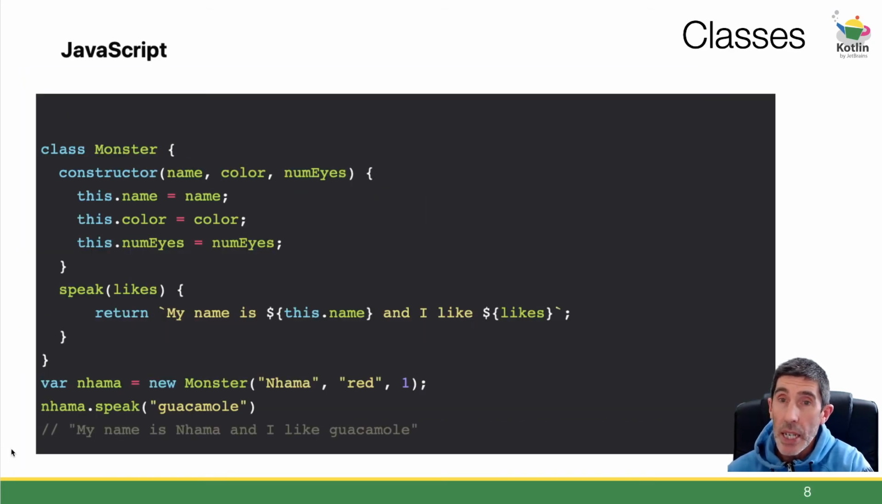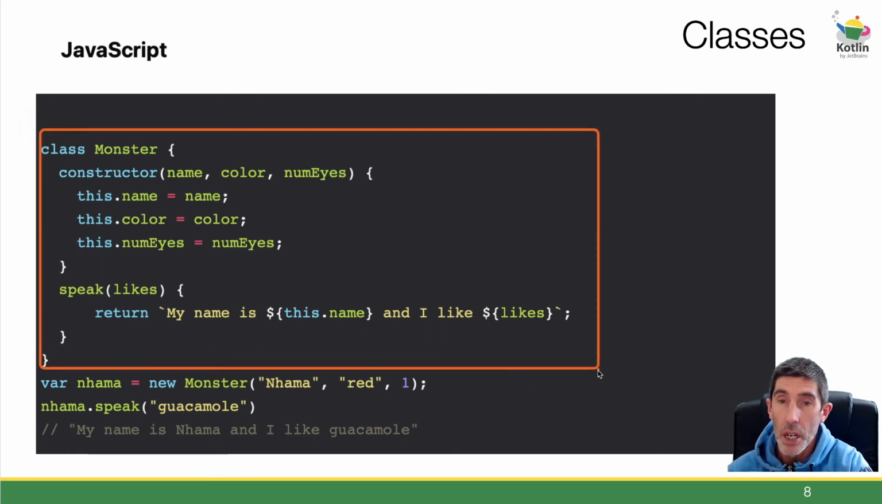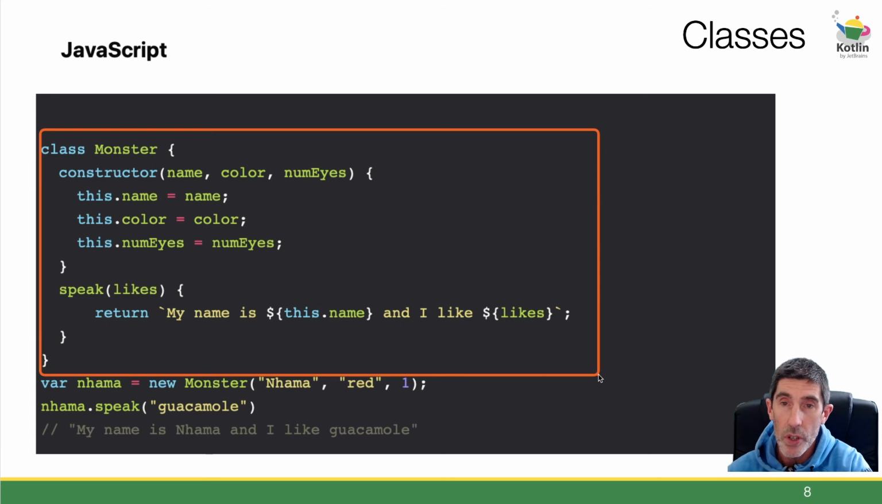To talk a little bit about classes. Much like in JavaScript, in Kotlin we use the keyword class for both. So here we have a full class. Not a lot, to be honest. We have a constructor and we have one function called speak. You can see it there.